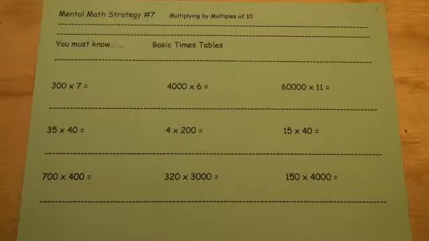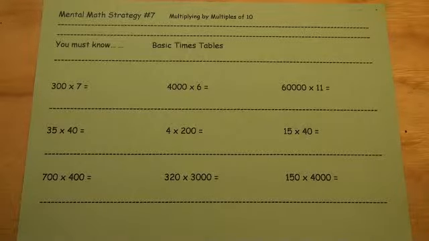Mental math strategy number 7, multiplying by multiples of 10. Now this is basically going to be a strategy where we multiply in parts. So for example, we have 300 times 7 for the first one.